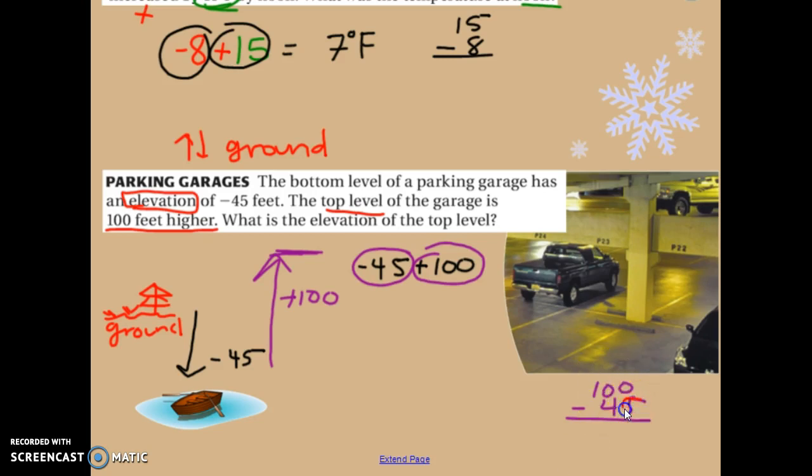Well, I can't do 0 minus 5 here, that doesn't work. So I'm going to borrow from this 10, make it a 9. So this is 10. 10 minus 5 is 5, and 9 minus 4 is also 5. So our answer is 55. However, we are talking about feet, so FT is short for feet. We are 55 feet above the ground.